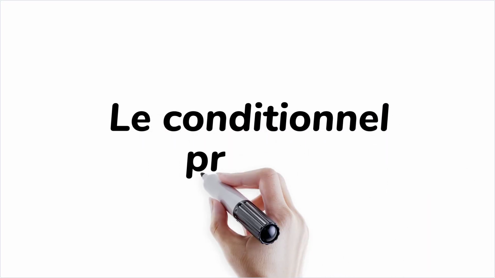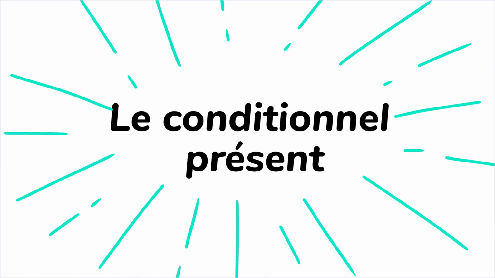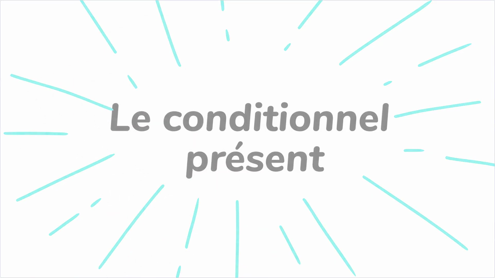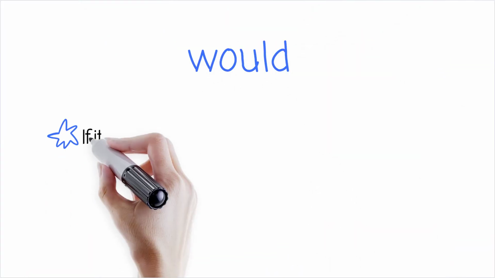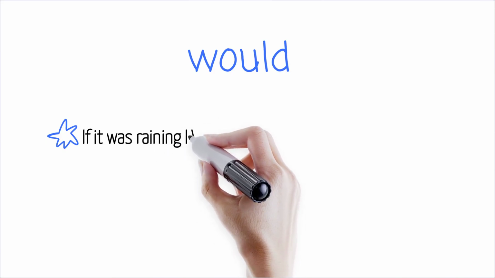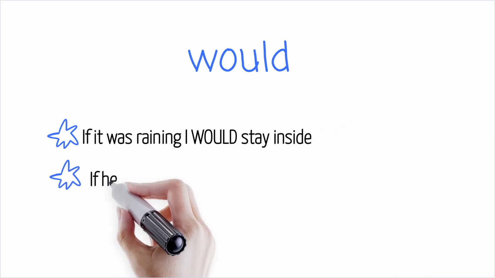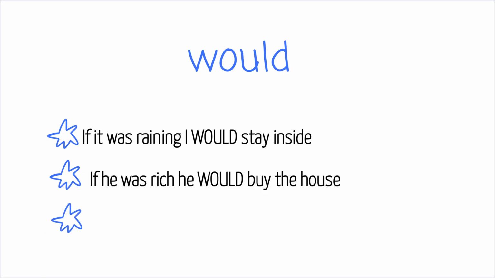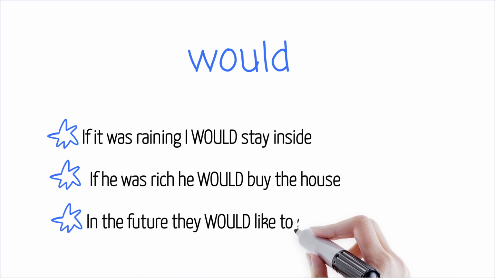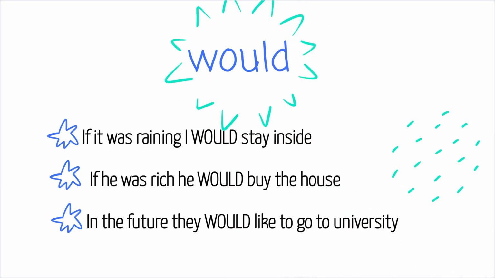In this video, I'm going to explain how we form le conditionnel présent, or the conditional tense or mood, in French. We use the conditional tense or mood when we want to say would in English. For example, if it was raining, I would stay inside. If he was rich, he would buy the house. In the future, they would like to go to university.